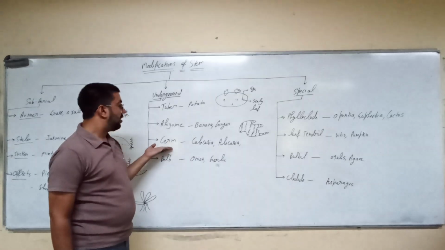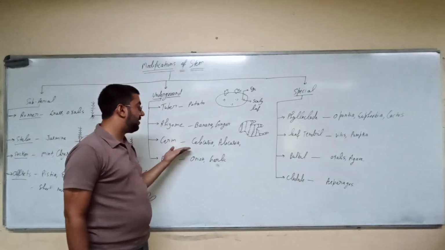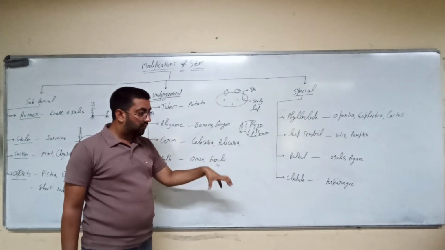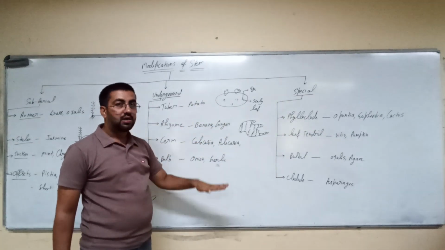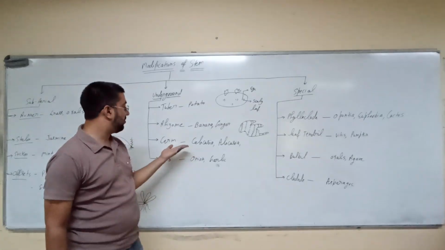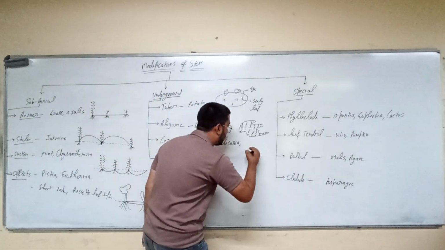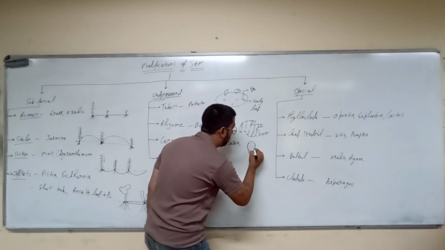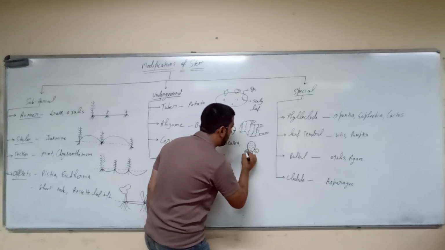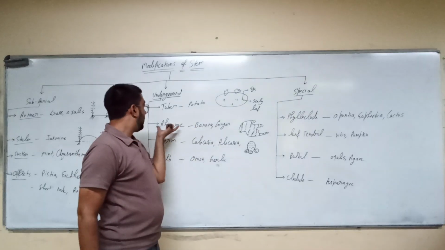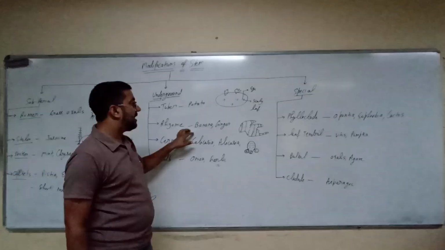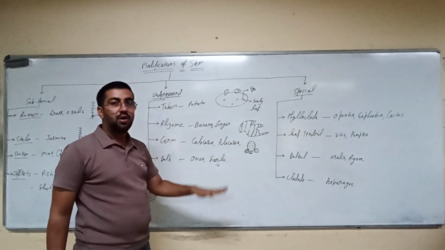What is corm? Corm again is a modified underground stem which moves vertically, upward to downward in the soil. If we make the corm like that, this is corm. Rhizome and corm are almost similar, but rhizome moves horizontally and corm moves vertically underground.